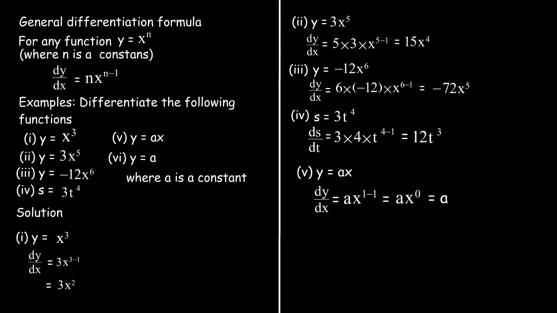Now number 6 says y equals a. If you are differentiating a constant, the answer is 0 for any constant. As long as there is no variable attached to it, the answer is 0. So dy over dx will be equal to 0.